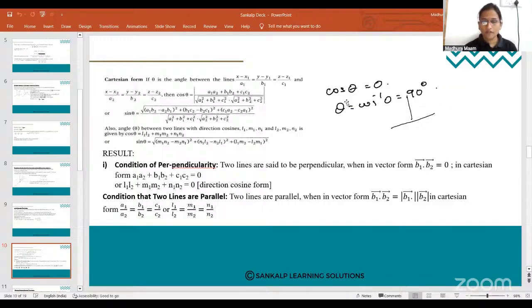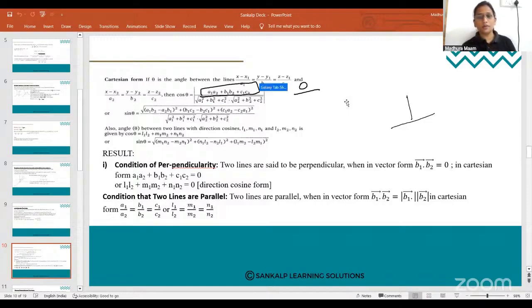Now, when do you get this as 0? When the numerator is 0, correct? The denominator cannot be 0. The denominator is anyhow a magnitude; if the denominator is 0, it becomes indeterminate or not defined. Usually this comes to be 0 when your numerator is 0. What is in the numerator? a1 a2 plus b1 b2 plus c1 c2. If this becomes 0, then the angle between the two lines will be 90 degrees, correct?